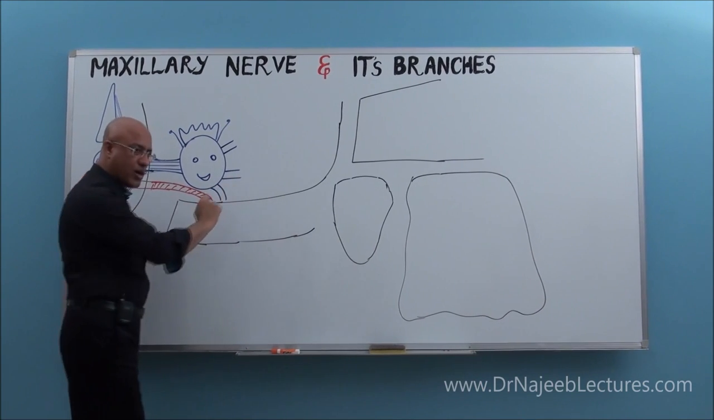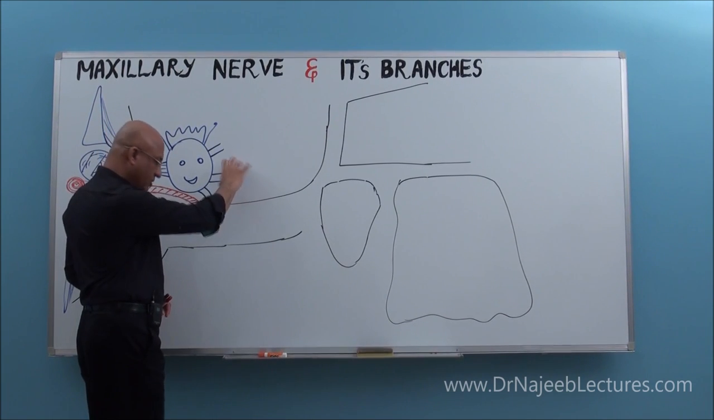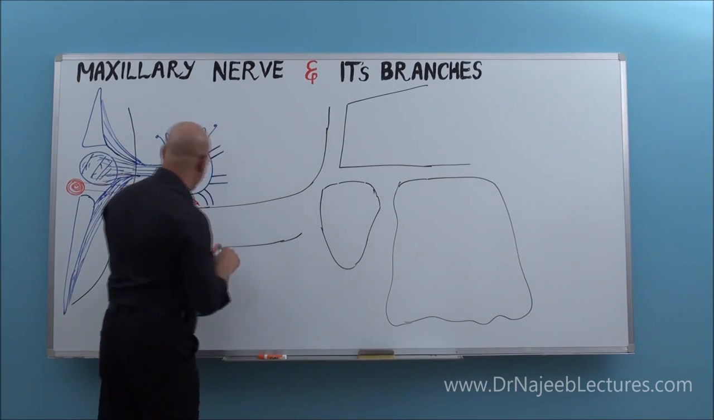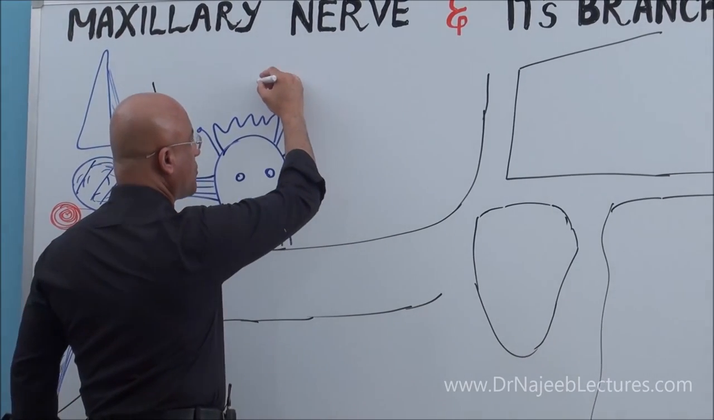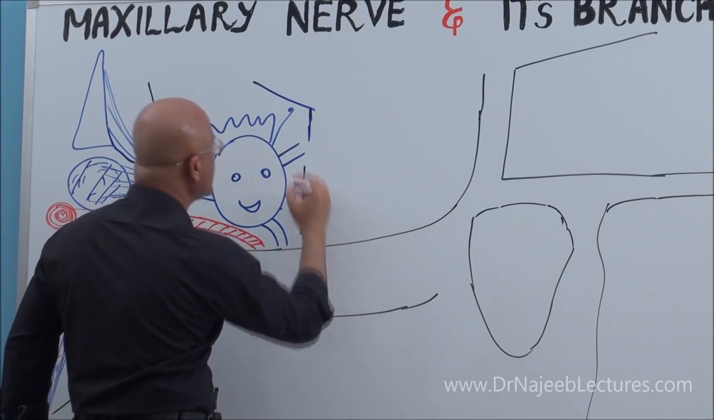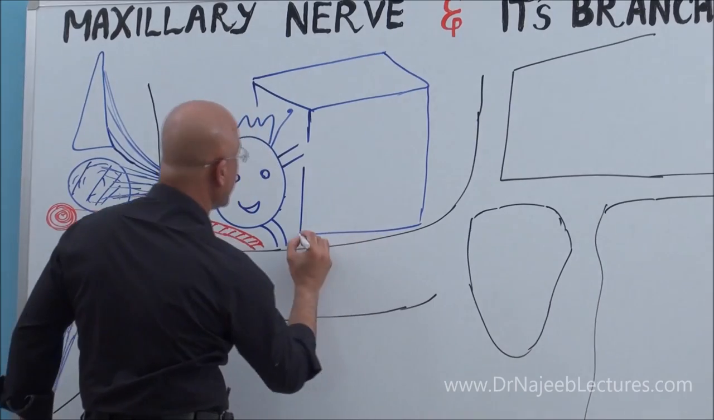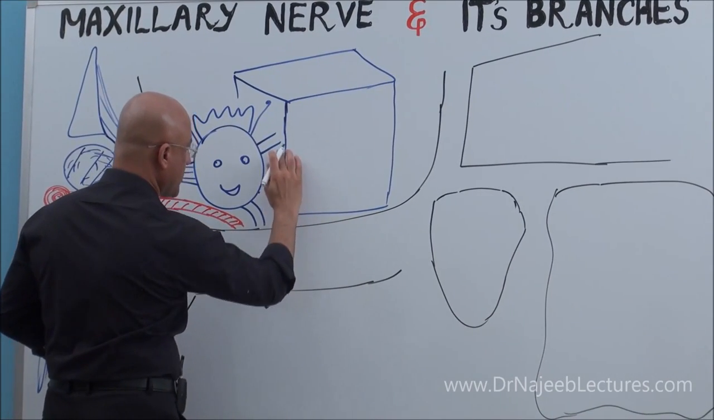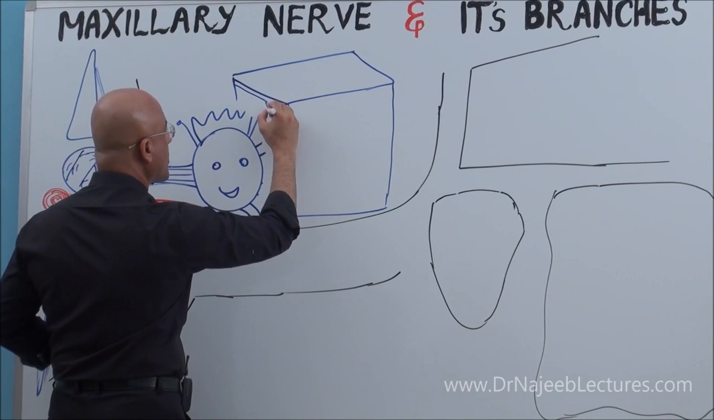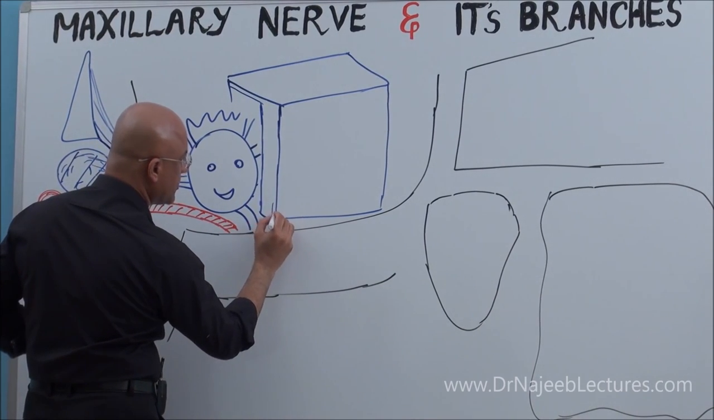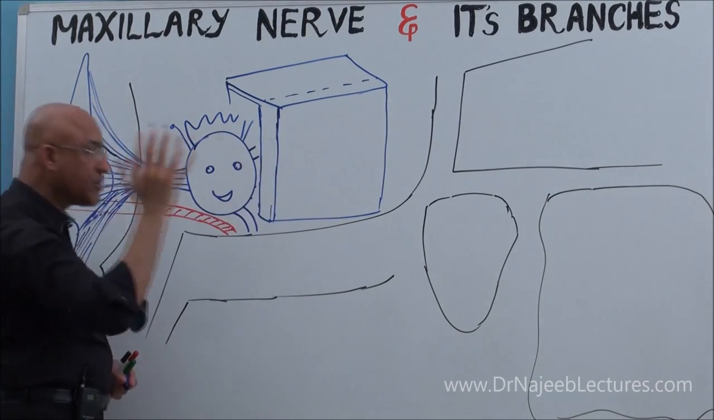And it moves forward in the lateral wall of the cavernous sinus. You know, here is the cavernous sinus. Let me draw the maxillary nerve a little differently, but I'm going to draw the cavernous sinus first. This is the lateral wall of the cavernous sinus. It's the right side.